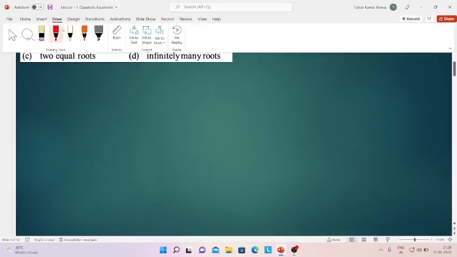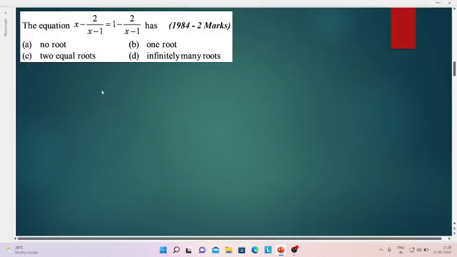This is also a very logical question, and you may feel very nice when you solve it. The question says: the equation (x minus 2) upon (x minus 1) equals 1 minus 2 upon (x minus 1) has no root, one root, two equal roots, or infinitely many roots? Let me first give you 1 minute to think about this question. After that I will give you the solution. So please think about this question.